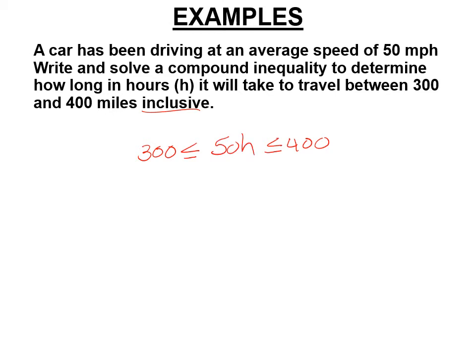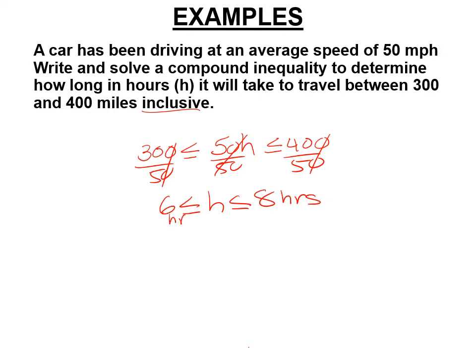If we're going 50 miles an hour, how many hours can we drive if we want to go between 300 and 400 miles? Well, divide all 3 sides by 50. And we get 6 is less than or equal to h, which is less than or equal to 8. And let's say hours on that. To go between 300 and 400 miles, it's going to take between 6 and 8 hours.